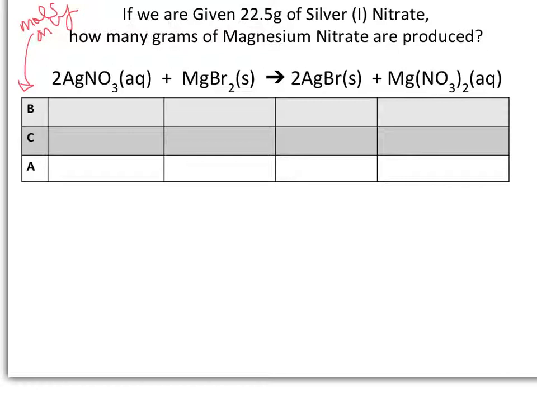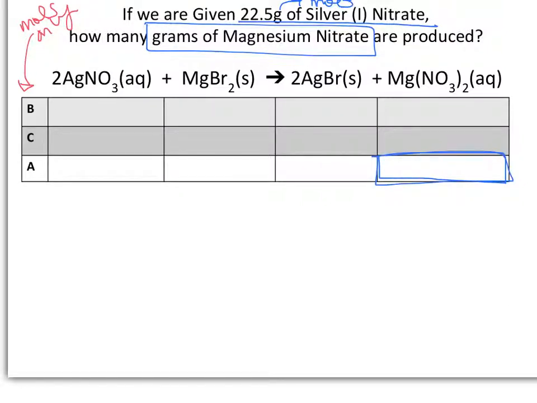get started. So the very first thing I'm going to do is read through my problem. I have 22.5 grams of silver nitrate, so the first thing I'm going to have to do is get moles from that because BCA tables will only allow for moles. And I want to know how many grams of magnesium nitrate are produced. So basically I'm going to have to get to moles, and then I can go ahead and convert that to grams because it wants to know grams.